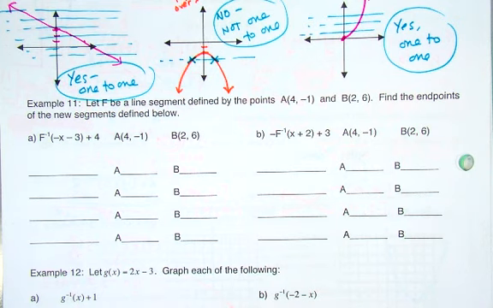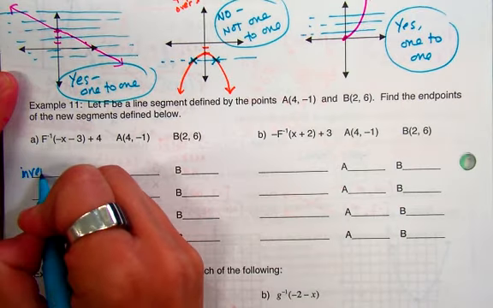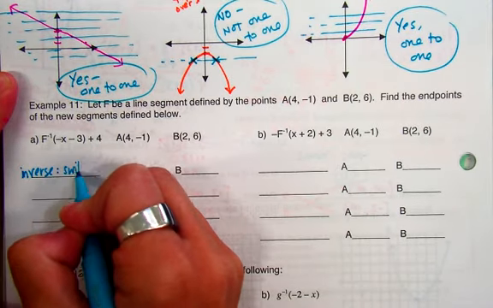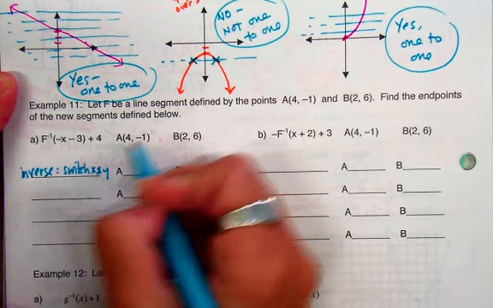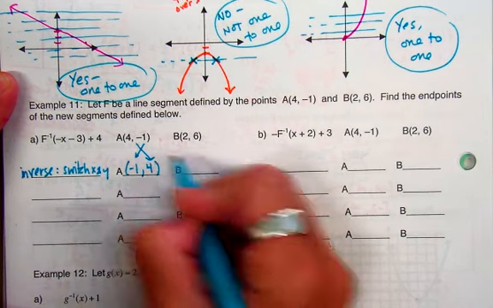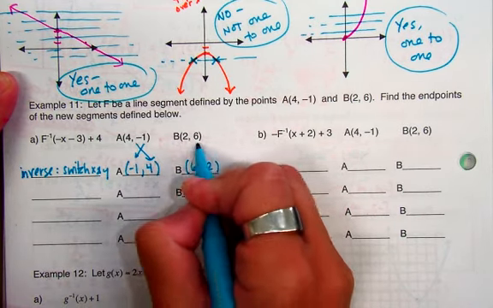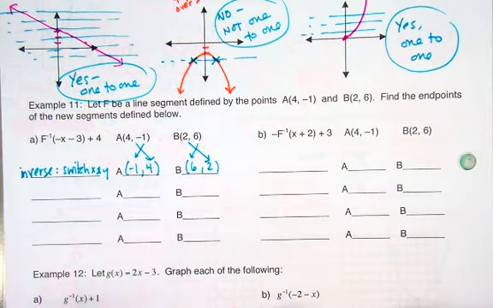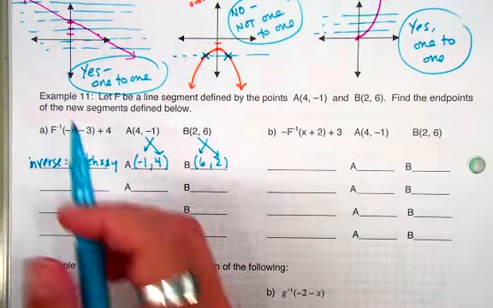Okay, so let's write out our steps. First step will be take your inverse. So first step is inverse, switch x and y. So instead of 4, -1, I'd have -1, 4. Literally switch. And here instead of 2, 6, I would have 6, 2. Then I'm going to go through all my other steps.